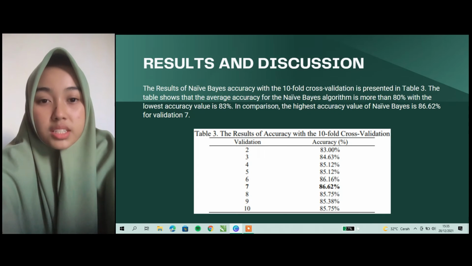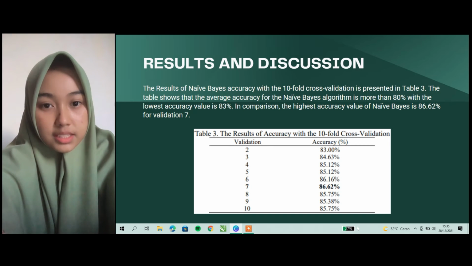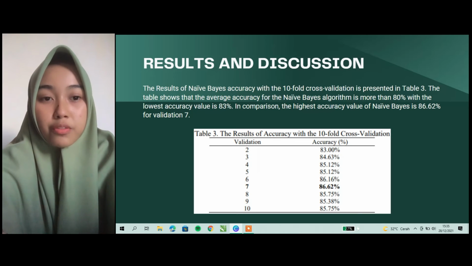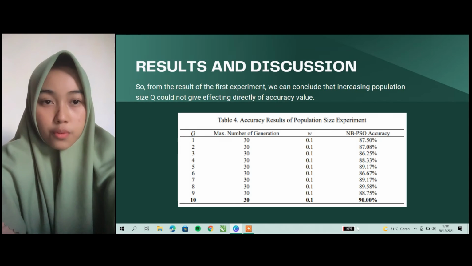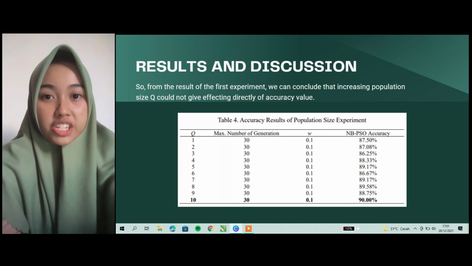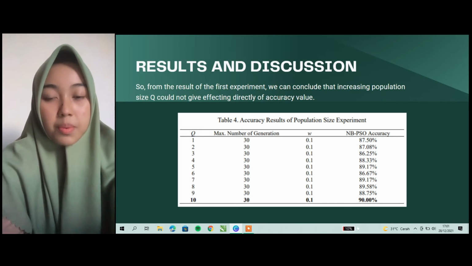The table shows that the average accuracy for the naive-Bayes algorithm is more than 80%, with the lowest accuracy value being 83%. In comparison, the highest accuracy value of naive-Bayes is 86.62% for validation 7. So, from the result of the first experiment, we can conclude that increasing population size could not directly affect the accuracy value. Table 4, accuracy result of population size experiment.